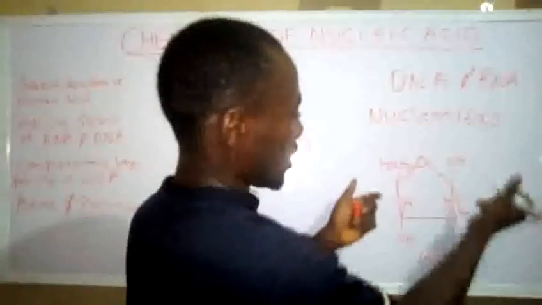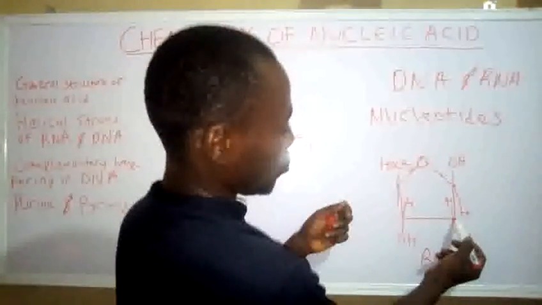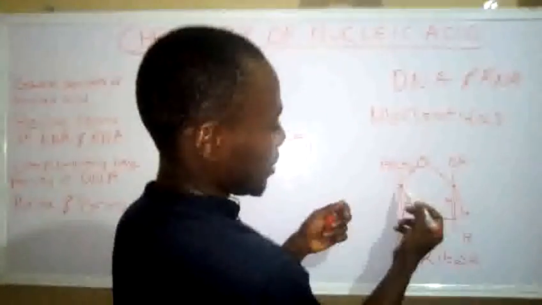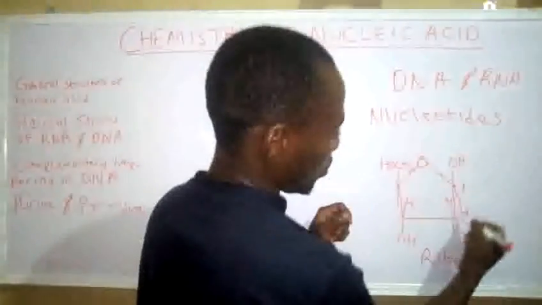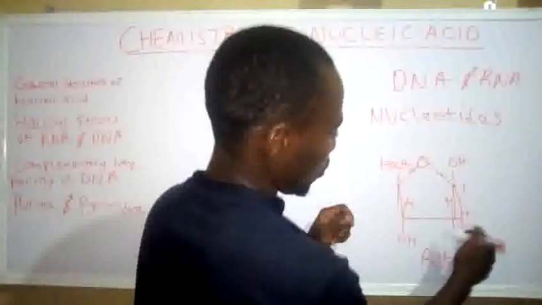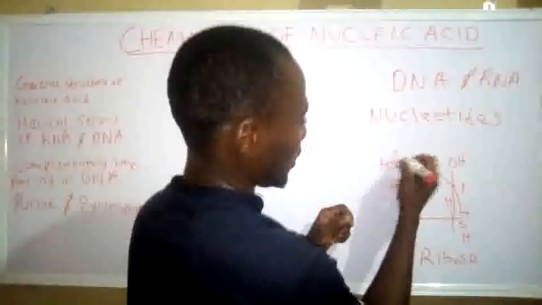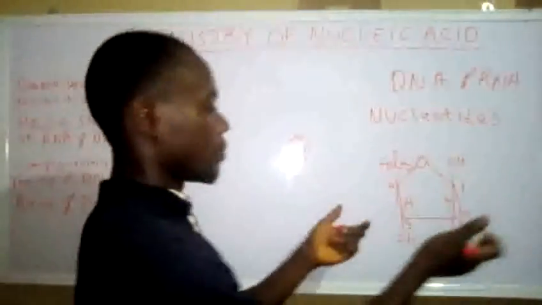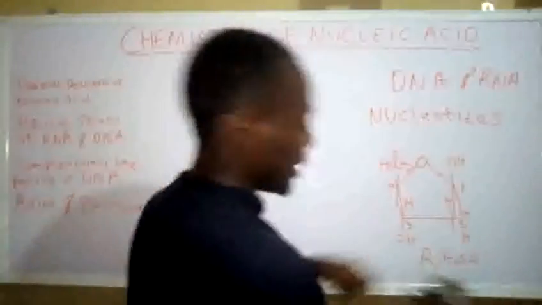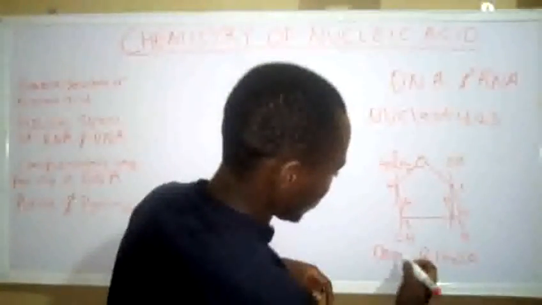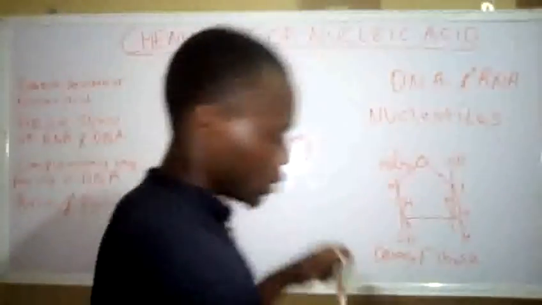Now let me quickly show you something. This is the first carbon here at this joint, carbon 1. Another carbon here, carbon 2. Another carbon, carbon 3. Another, carbon 4. Then here we have carbon 5. Let me label it 1, 2, 3, 4, 5. So when you remove the oxygen, as I said, what you have is deoxyribose.